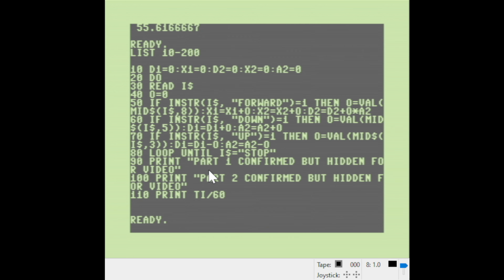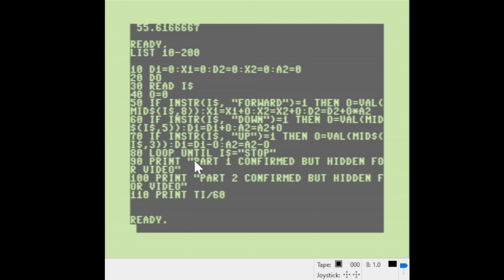I'm doing compound statements there, like X and D1 and X1, or X2, D2, and A2 are the two different parts, depth and so on. Then line 90 and line 100 are where I would actually print out the values, and they do match up with the results that I got elsewhere.